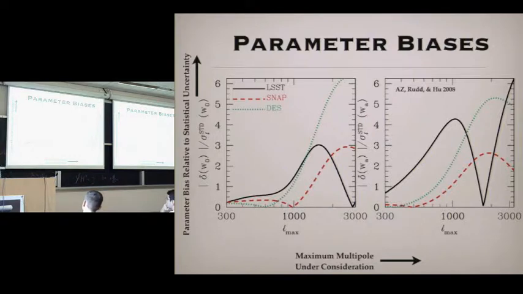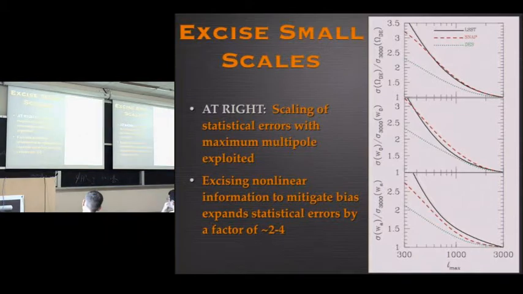You can ask the simple question, which is, what if I just now say, okay, if I go out to L's of a few hundred, I can bring the bias down below the statistical error. So just excise small scales. And I've shown here the simplest case where you say, as a function of L max, again, the smallest scale or the highest multipole you're going to use in your analysis, how the errors degrade relative to going out to an L max of 3,000.